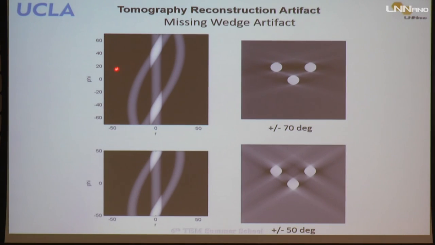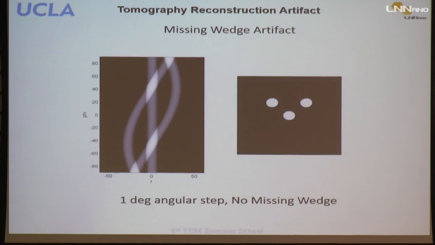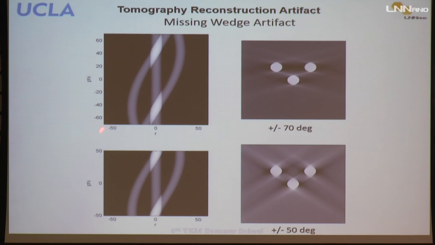This one is missing wedge with 40 degrees. So I measured plus or minus 70 degrees, so 40 degrees is not measured. You can see from the sinogram that I don't have those angles. This one is minus 90 to 90. This one has only minus 70 to 70. So this is missing, and you can see these circles are slightly elongated along this missing wedge direction.